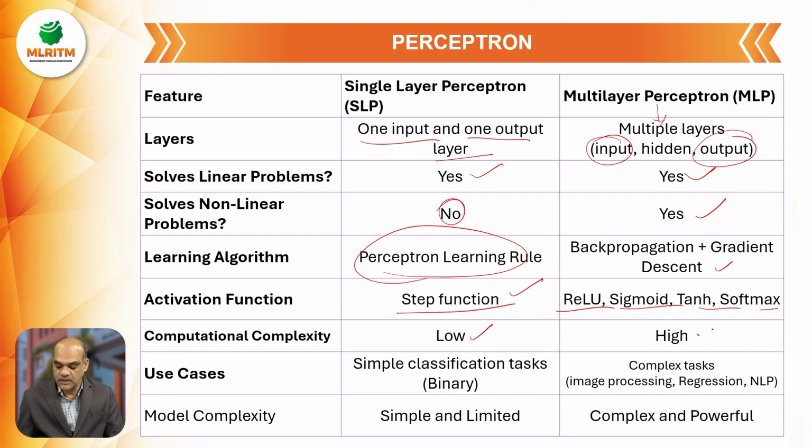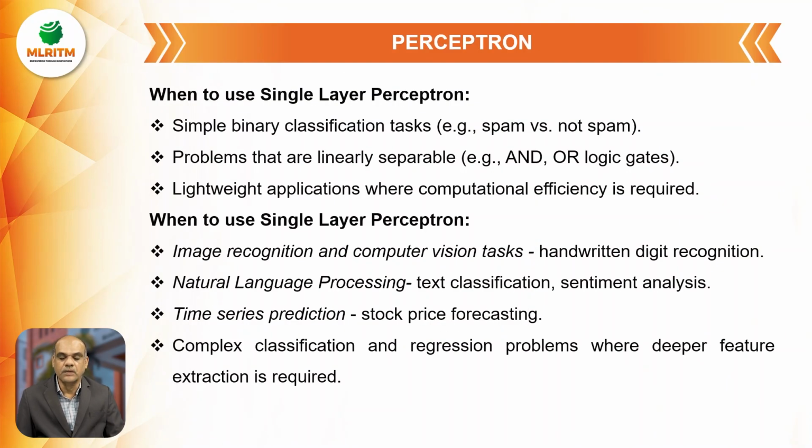Low computational power, high computational power. Simple classification task: it is going to produce either 1 or 0 as output, only one output. And in this case, the multi-classification mechanism we can apply. That is, multiple classifications we can get here, like image processing, regression analysis, and NLP can be applied here. Simple and limited complexity we have, and powerful as well as more complexity in the case of multi-layer perceptron. Now, the big question is when to use single layer perceptron and when to use multi-layer perceptron.